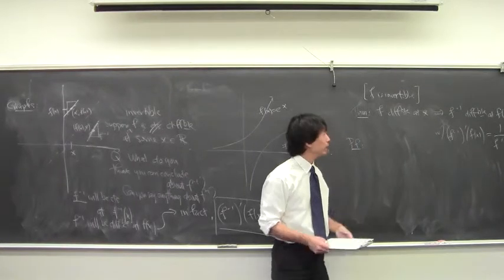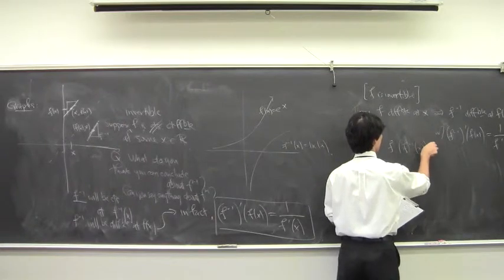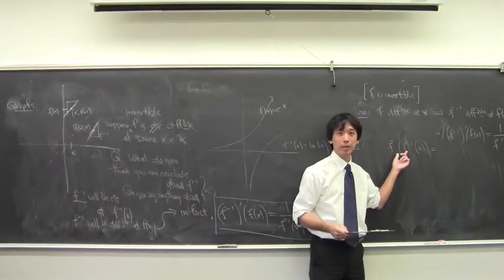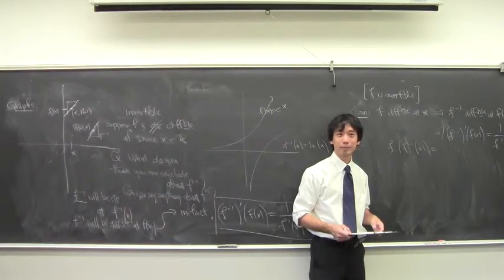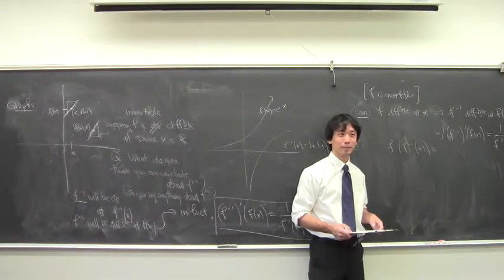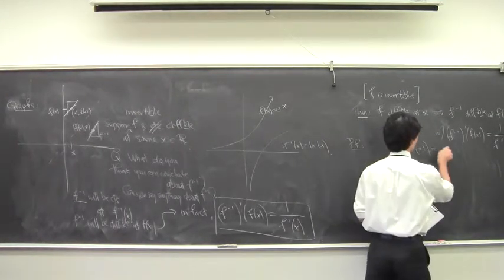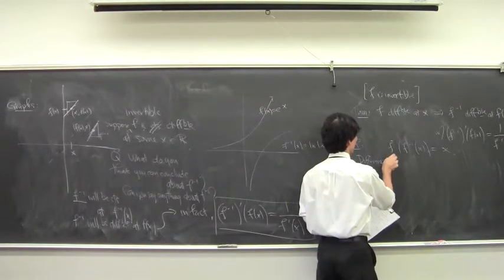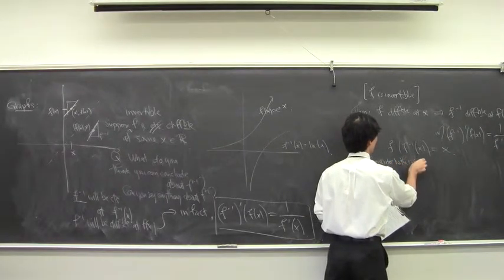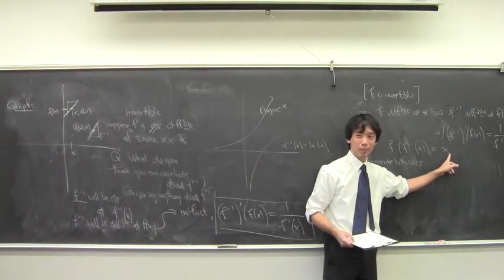You can show this algebraically in the following way. Look, if I take f of f inverse of x, what do I get? These guys cancel, and you get x. Differentiate both sides. When I differentiate x, what do I get? 1, right?